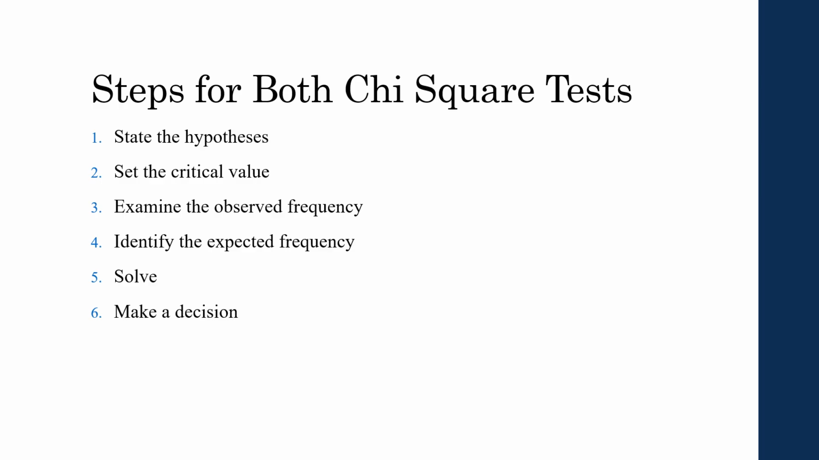With this, there are 6 steps for solving a chi-square test, and this works for both of the chi-square tests we talk about in this lecture. The first is to state the hypotheses. The second is to set the critical value. Then we examine the observed frequency and identify the expected frequency. We solve, and then we make a decision.